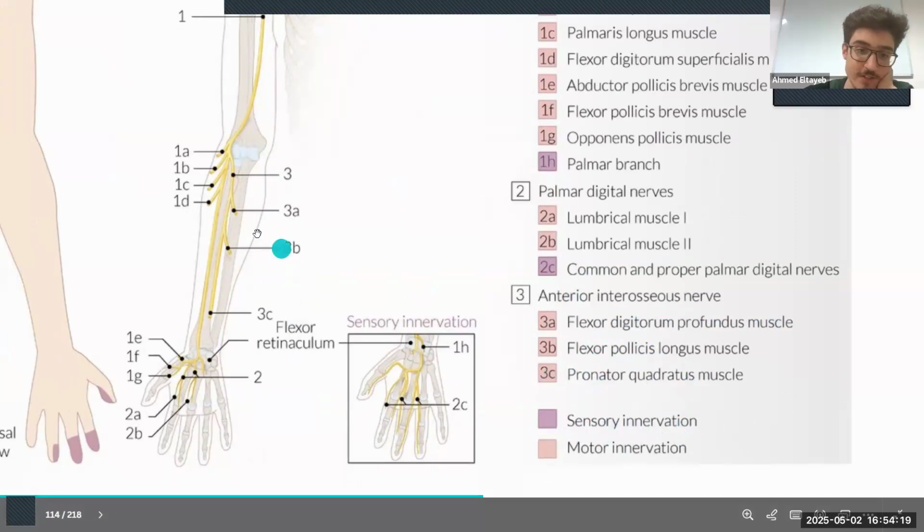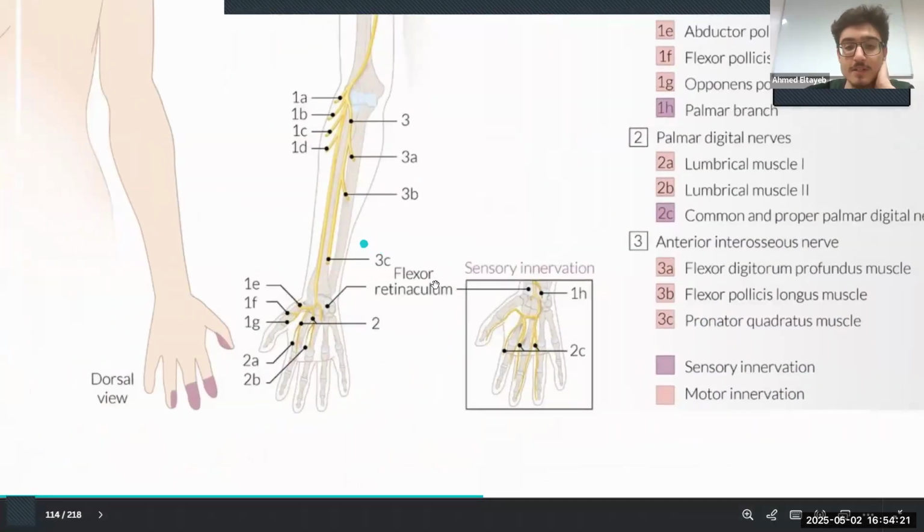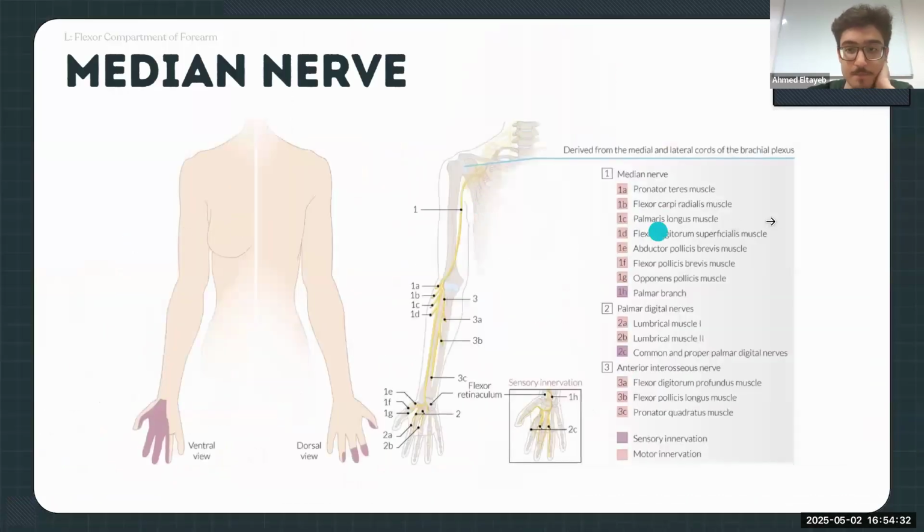What about the sensory innervation? Well, we said it's going to give us a palmar cutaneous branch. Very later on, it's going to innervate some of the skin in the hand. And also we have some more motor components in the hand, but we're going to discuss this later on.